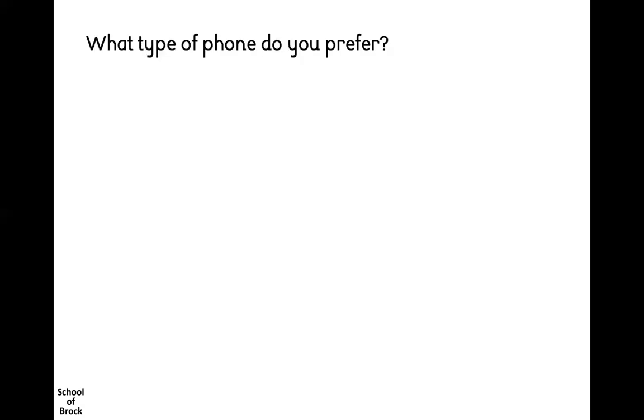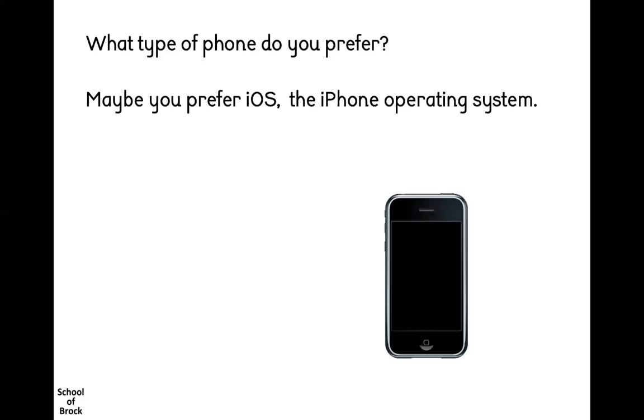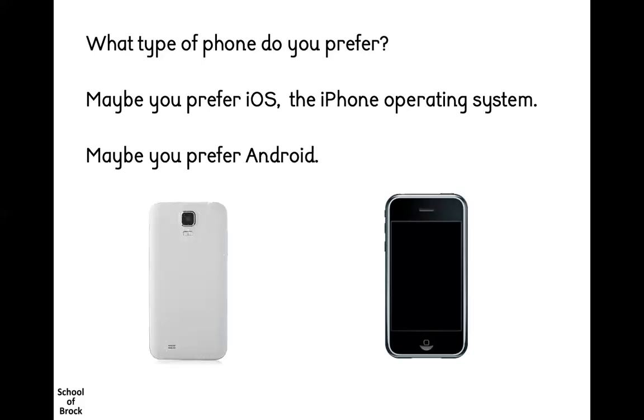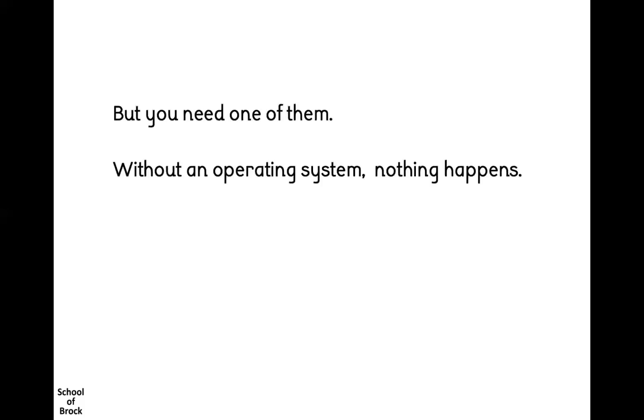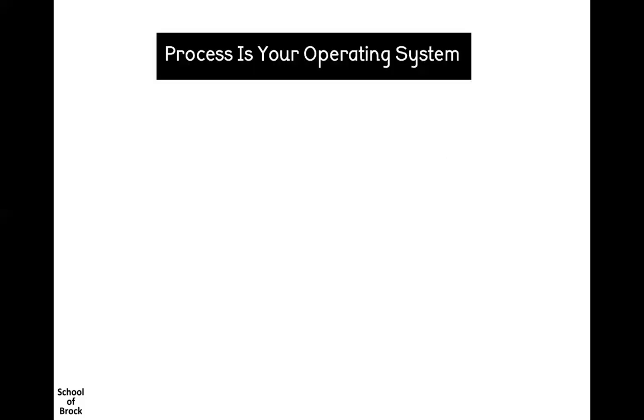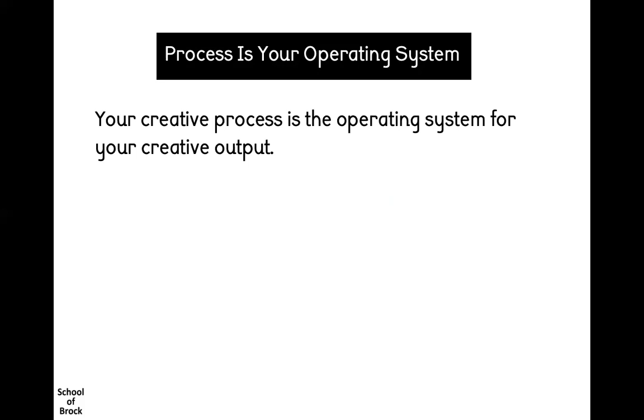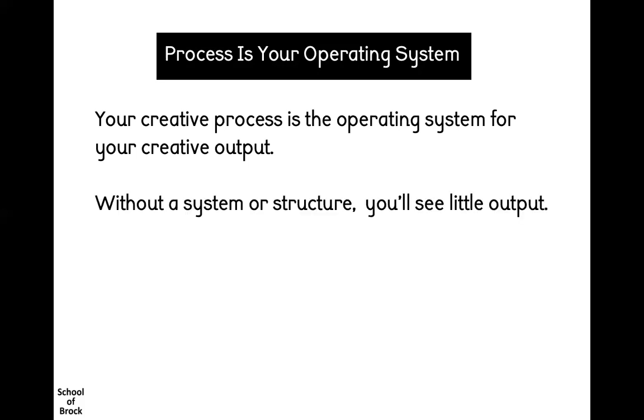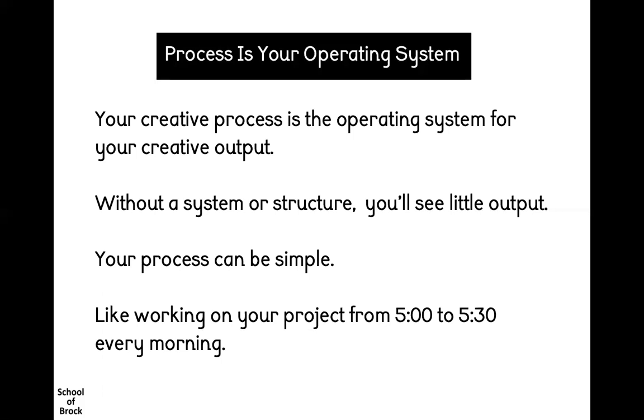What type of phone do you prefer? This is an example. Maybe you prefer iOS, the iPhone operating system, or maybe you prefer Android. But you need one of them. Without an operating system, nothing happens. You can't run apps. In the context of what we're talking about here, process is your operating system. Your creative process is the operating system for your creative output. Without a system or structure, you'll see little output. Your process can be simple, like working on your project from 5 o'clock to 5:30 every morning before you go to work.